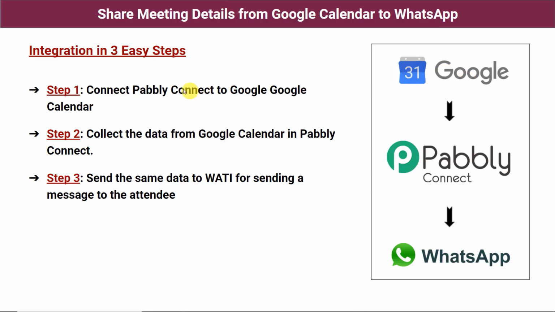Okay, so in the first step, you're basically going to integrate Google Calendar to Pabbly Connect. Now, in the second step, you are going to send the data from Google Calendar into Pabbly Connect. So, using the same data, you are going to compose a message and send it using the WhatsApp messaging platform called Wati. So the purpose of building this integration is that anytime a new event is created in Google Calendar, automatically the attendee will receive the message on his WhatsApp number.